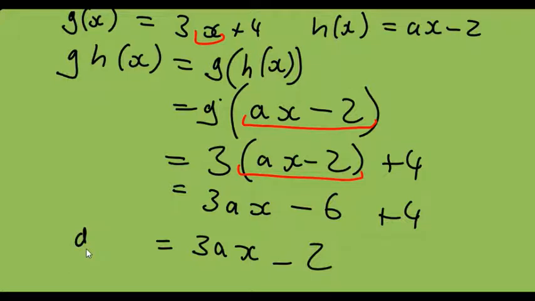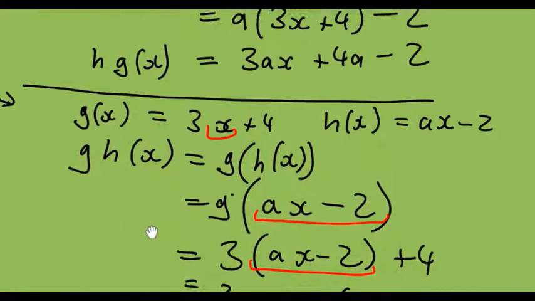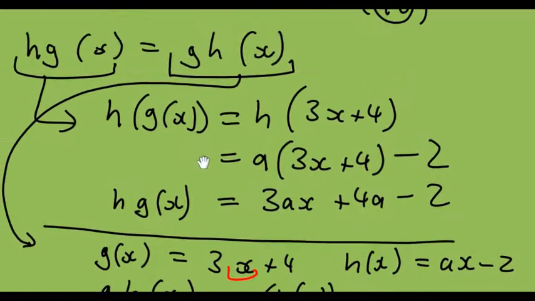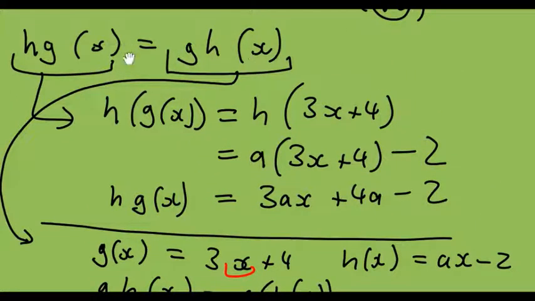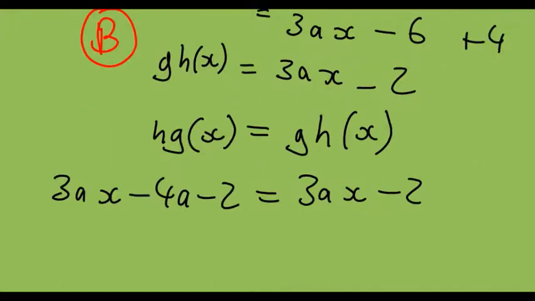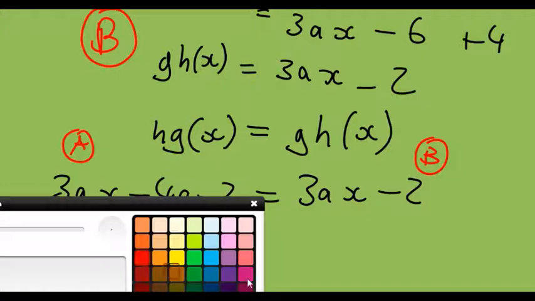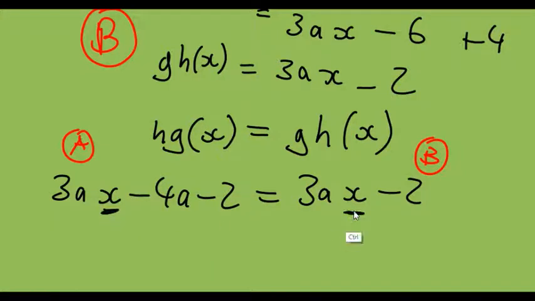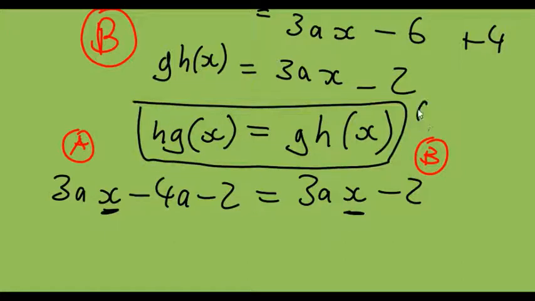So now we have that gh of x is this, and hg of x is this, and we know hg of x is equal to gh of x, so we're going to equal a and b. Okay, so from that we ended up with replacing h of g of x with a here and replacing g of h of x with b here. We now have these two equal. We want to find a. The problem is we have x's we don't know the value of, but we can assume that this statement here is true for every x value.